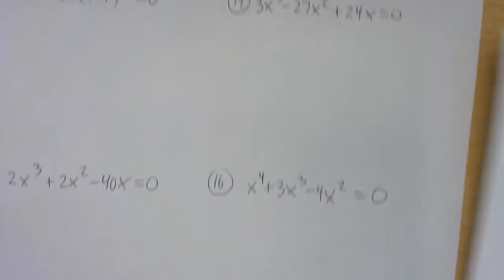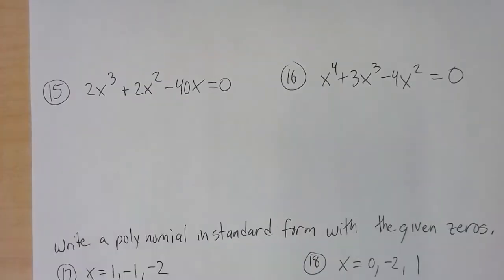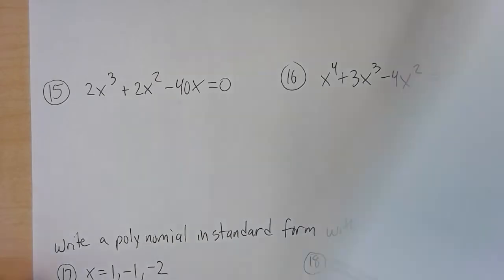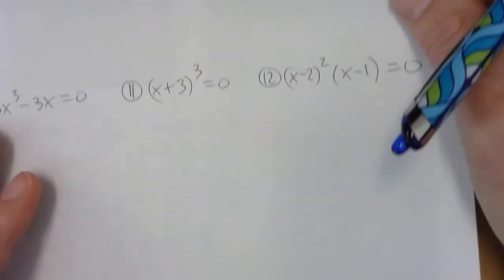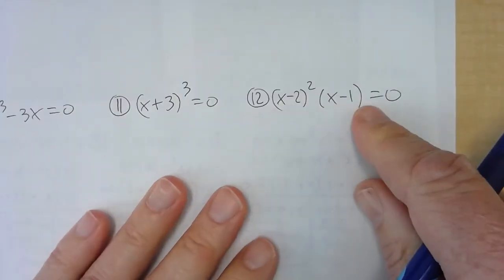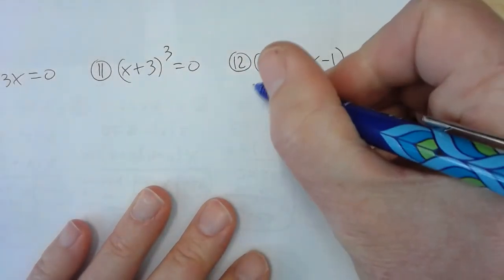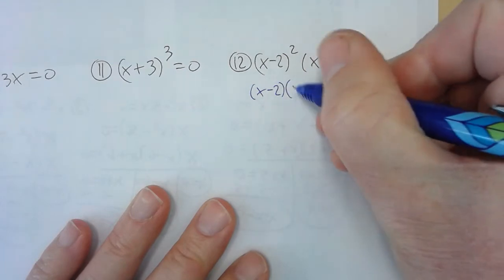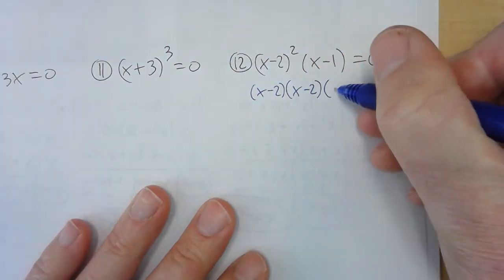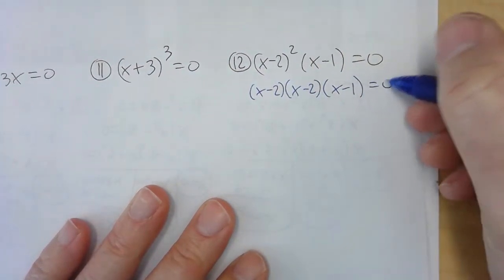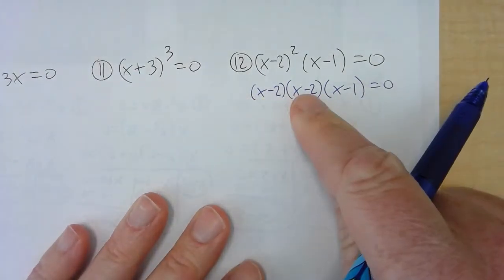Okay, turning the page. There's a whole bunch of these to do, and let's do one that looks kind of weird. This one here looks kind of weird because it's already factored, but see, it doubled up here. So I'm going to rewrite this as x minus 2, x minus 2, x minus 1, and 0. So there's a double solution.